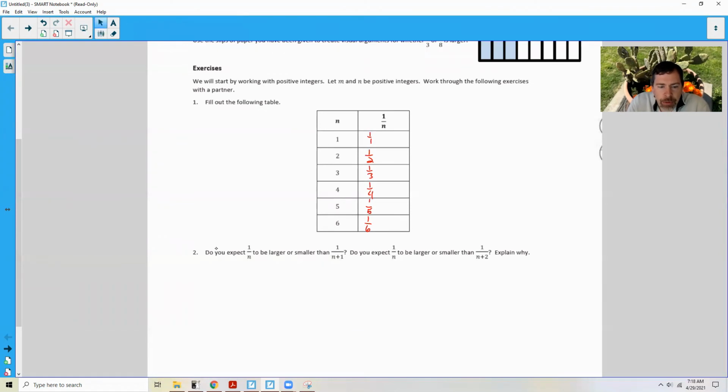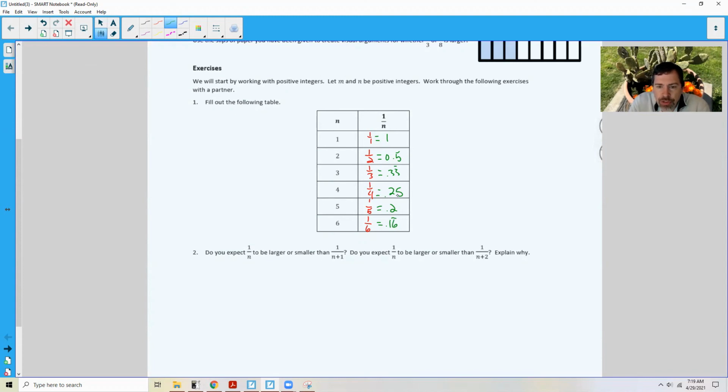There's the following table. Now number 2 says, do you expect 1 over n to be larger or smaller than 1 over n plus 1? Well, 1 over 1 is equal to 1. This is equal to 0.5, and this is equal to 0.3 repeating. And this is equal to 0.25, and this is equal to 0.2. And 1/6 is, 6 goes into 10 once with a remainder of 4. 6 times 6 is 36 with a remainder of 4. So it's 0.16 with the 6 repeating.